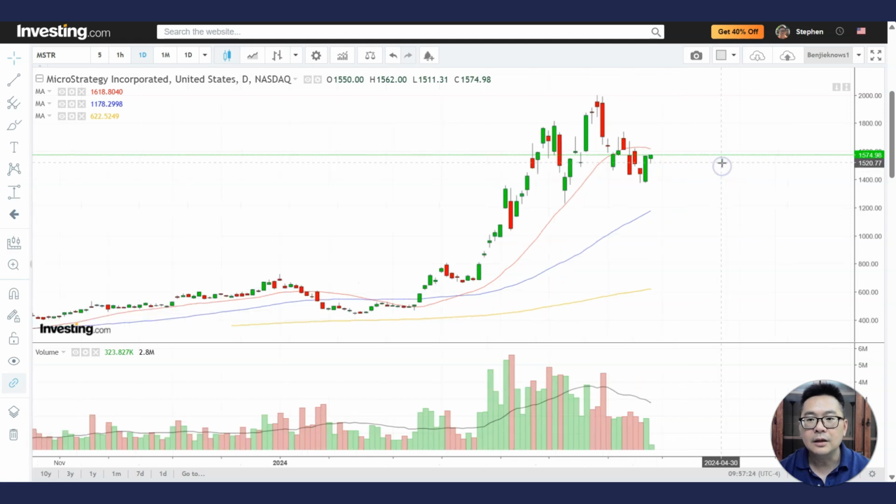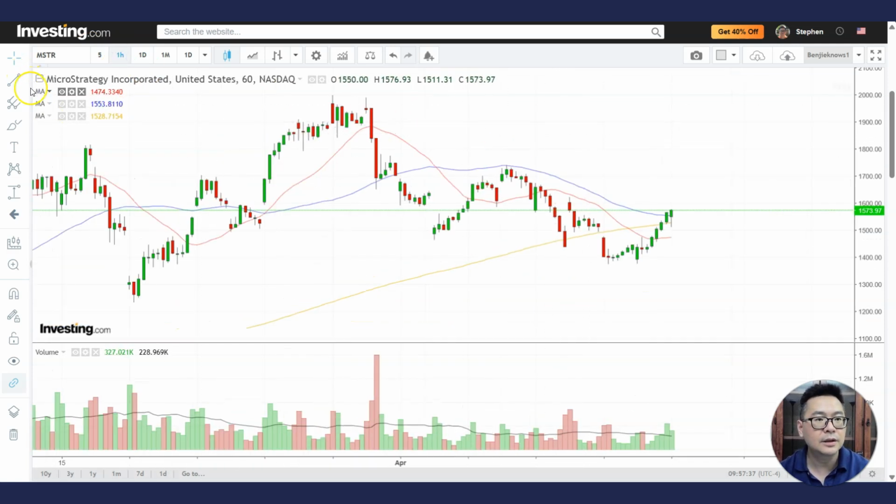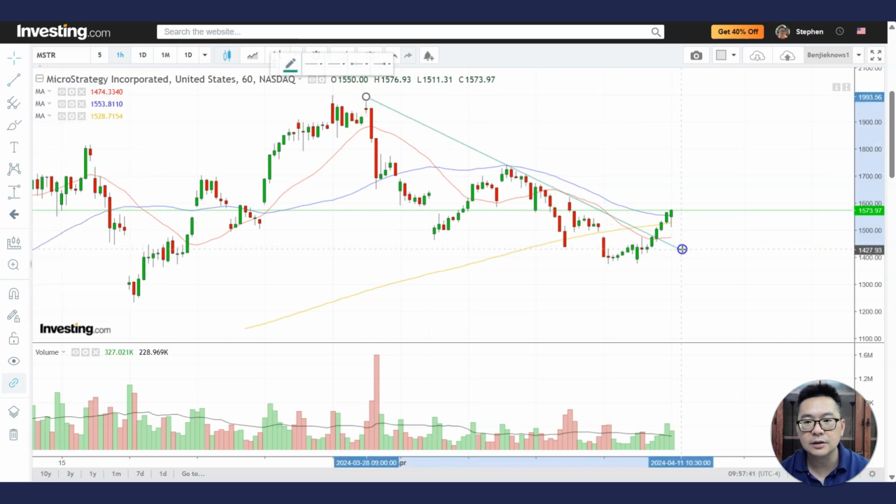Alright, now yesterday we had a very nice green bar. So is the stock going to go back up? Previous day before the green bar, we have a bottoming tail. So the question is, is it going to go up? Is that a possibility? Well, first of all, let's take a look at the 60-minute chart.